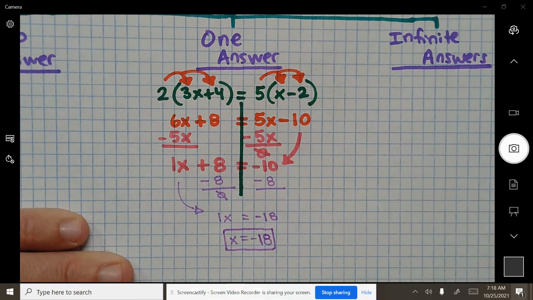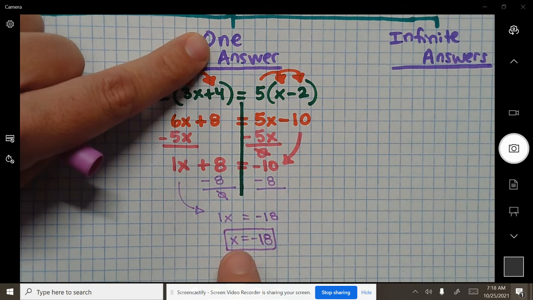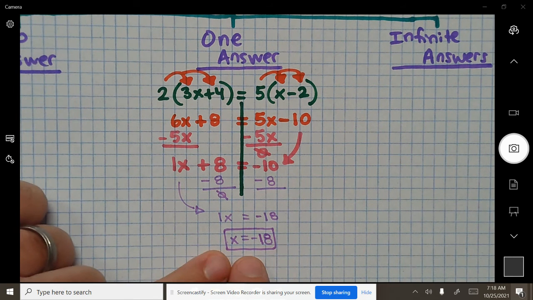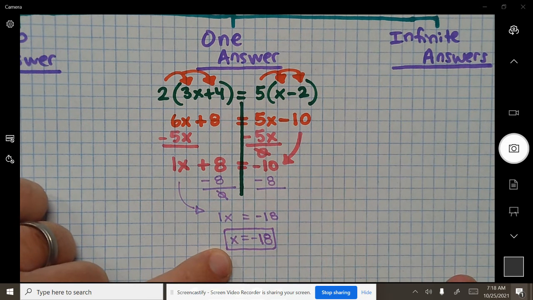Did you get to a final answer? What does x equal? X equals negative 18, right? So this answer here, there's only one answer. What's the one answer? X equals negative 18. And you're going to see that everything we've been doing for the last 3 weeks has been one solution, one answer. Okay? So now we're going to move on to something that looks a little different.